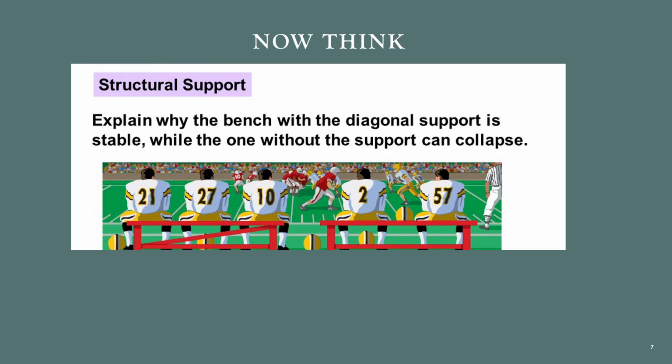One more quiz. Explain why the bench with a diagonal support is stable while the one without the support can collapse. So here three children are sitting on the same table which has a diagonal support, and two children are sitting on this bench which does not have support, and still there is a chance of collapsing of the second bench. Just tell me the reason.